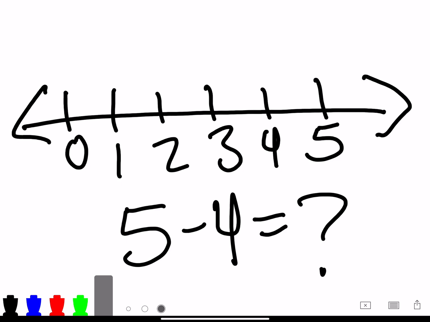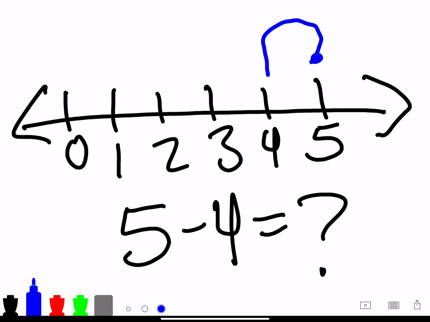Okay, so we're starting on number 5. And since this is a subtraction equation, we're taking things away. So we're going backwards. We're counting backwards. And how many are we counting backwards in this subtraction equation? We're counting backwards from 4. So we're taking away 4.